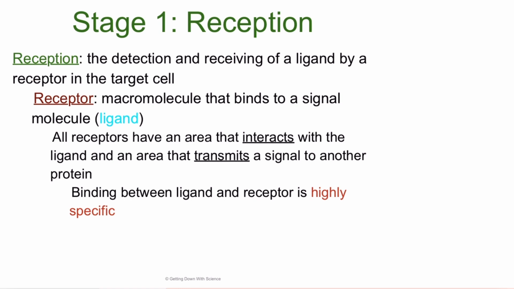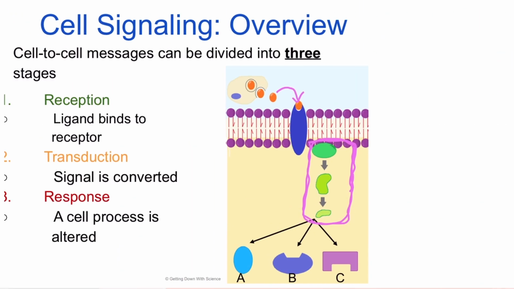All receptors are going to have an area that interacts with the ligand and an area that transmits a signal to another protein. And binding between a ligand and receptor is highly specific. It's very similar to an enzyme situation where it's looking for a very particular substrate to bind to. Your receptors have a very specific ligand to bind to.